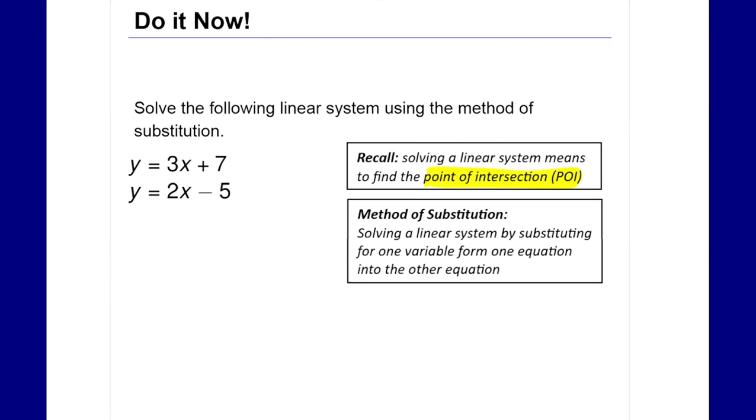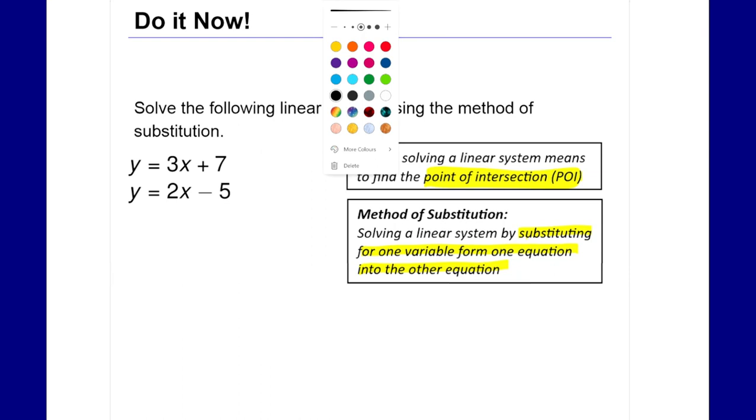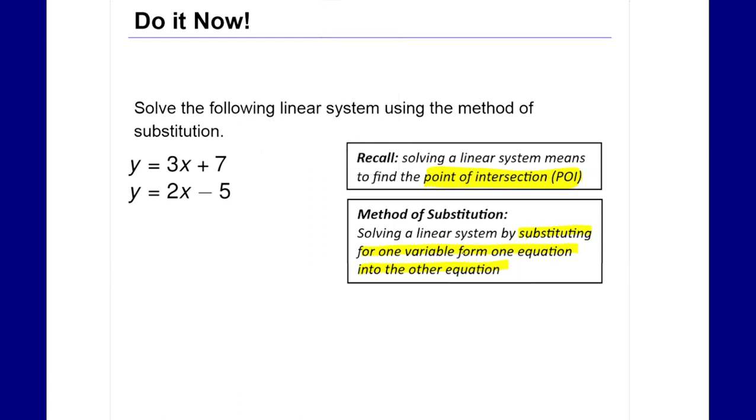a linear quadratic system. But again, solving by substitution, you form one equation by substituting for one variable from one equation into the other. So it should be from, not for. But basically, the idea is you are taking one equation and substituting it into another.